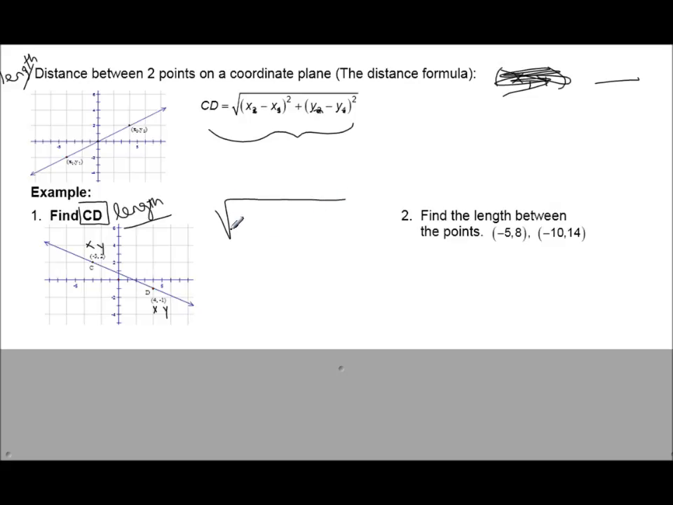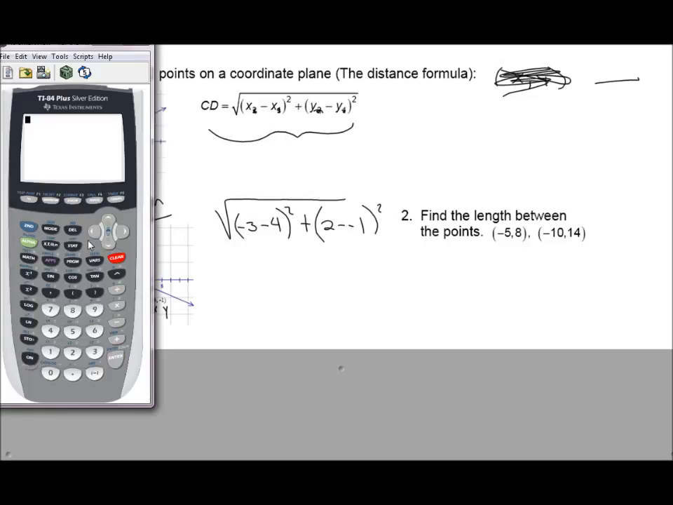So we first start by drawing the square root, and then we take our x value, make sure you use parentheses, take one of your x values, -3, then put a minus sign down, and then your other x value, 4. End your parentheses and then square it, plus your y values squared. So we do 2 minus a -1, and we square it.